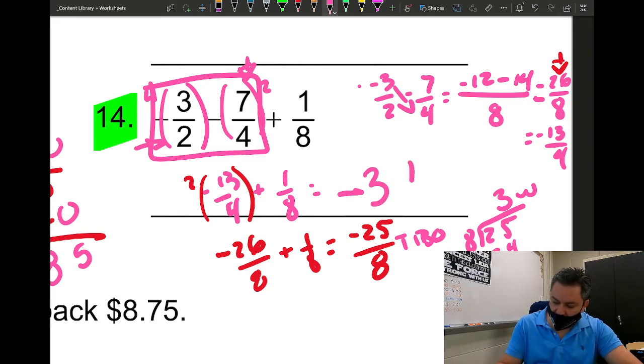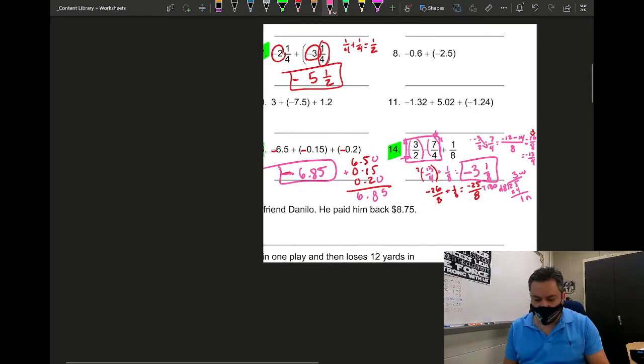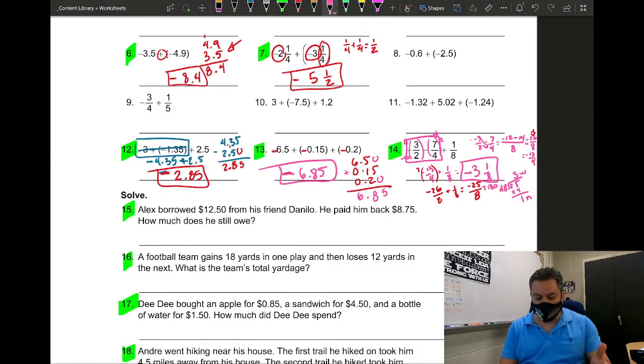Numerator, denominator. And that's going to be your answer. Negative 3 and 1/8. Any questions on that one? If there's any questions, please go ahead and check out the other videos. Let's move on. Number 15.